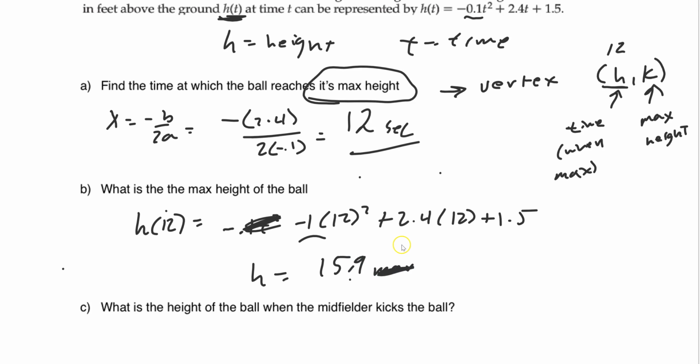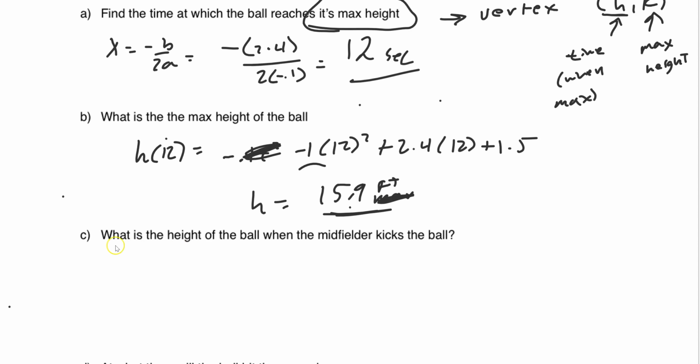This is in feet. So max height is 15.9 feet. What is the height of the ball when the midfielder kicks the ball? Anytime I ask you a question like this, when he kicks it, that's the initial height. That's what this is asking. What's the initial height? All you do there is plug in time equals 0. So we plug in time equals 0 into our equation.